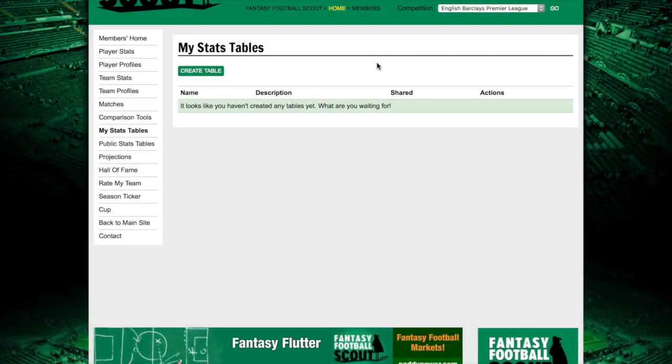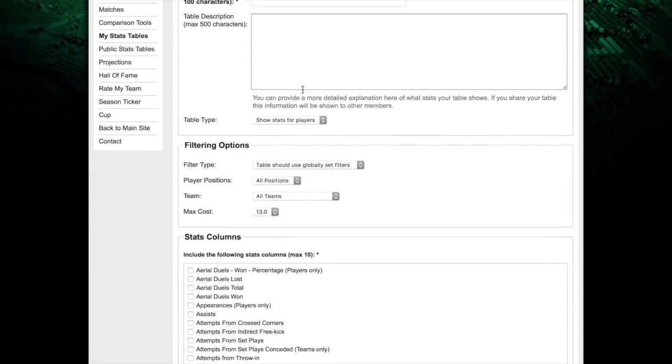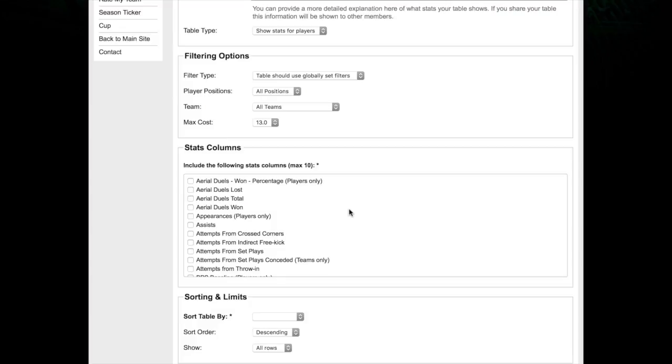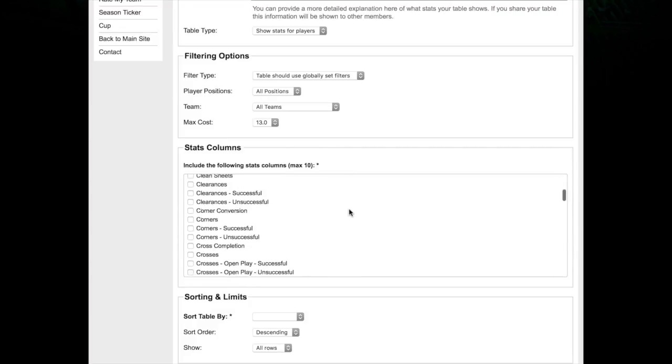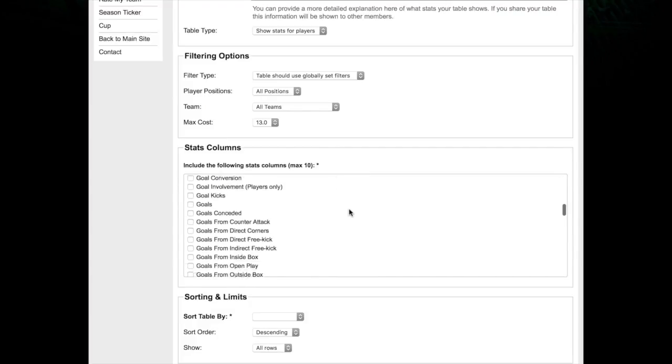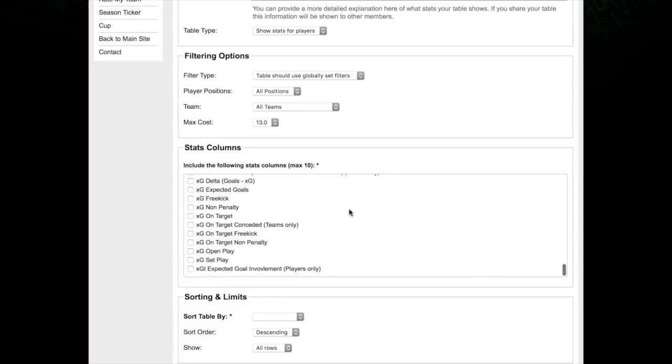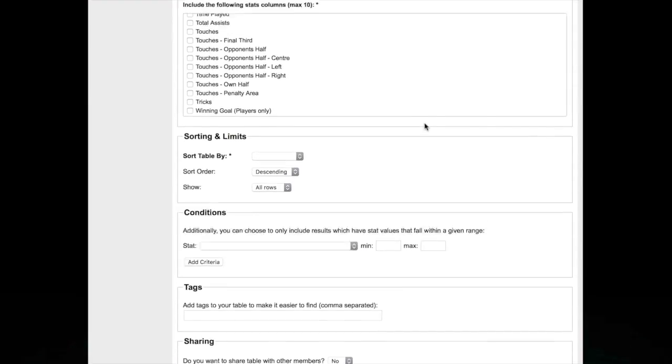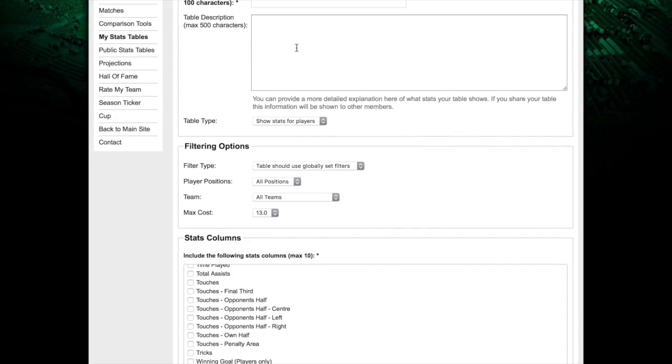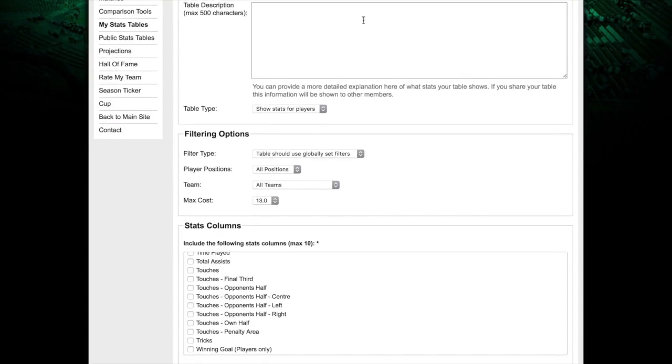And of course we've got our custom stats table feature, which enables you to create a stats table based on any number of stats that we've got in the members area, and of course the expected data is in here. You'll find it down the bottom here. You can now use these in your custom tables alongside any other stats, set your own filters and so on, and make that table either private for your own use or public so everyone else can view it as well and use your analysis.